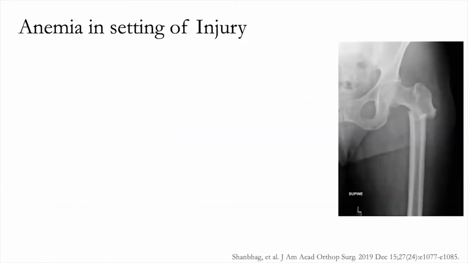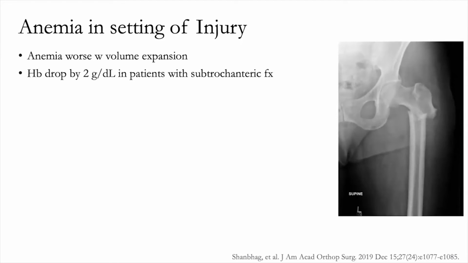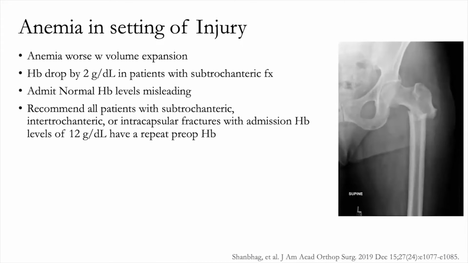So, anemia in the setting of injury, so the injured patient. Of course, this article points out that your initial hemoglobin can be spurious, right? Because when the patient receives volume resuscitation, their anemia may become more apparent, so one can expect a hemoglobin drop of about 2 grams with a subtrochanteric fracture. And they recommended that most patients with hip fractures who have an appropriate hemoglobin level have a repeat pre-op hemoglobin.